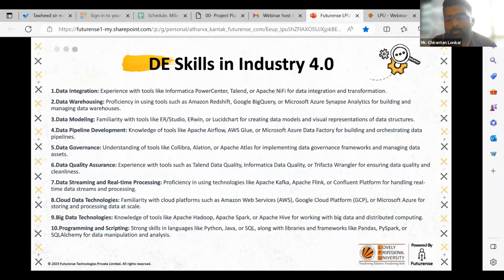So just look at the different parts, whether it's integration, warehousing, modeling, pipeline development, or data streaming, and so on. This is huge, and these are skills that are very relevant in today's day and age. If you think that by just knowing Python and SQL you will bag a job, that is so wrong, you won't. You need to have that extra edge, you need knowledge of multiple things, and that is where you become job ready. Next slide, please.